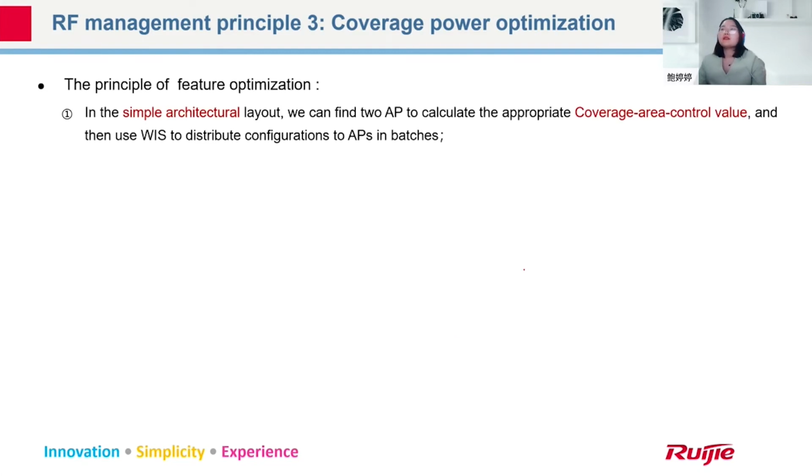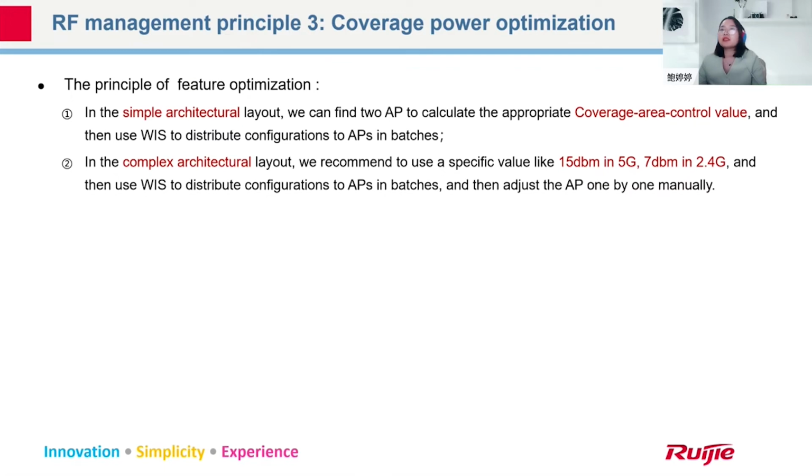And the process and steps: in a simple architecture layout, we can find two APs, calculate the coverage area control value, and then use the tool to distribute the configuration to the APs in batch configuration. All the APs can use the same coverage power. And in a complex architecture, we recommend using special values like 15 dBm in 5G and 7 dBm in 2.4G. This is the recommended value. And then we can use the tool to distribute the configuration to all the devices.